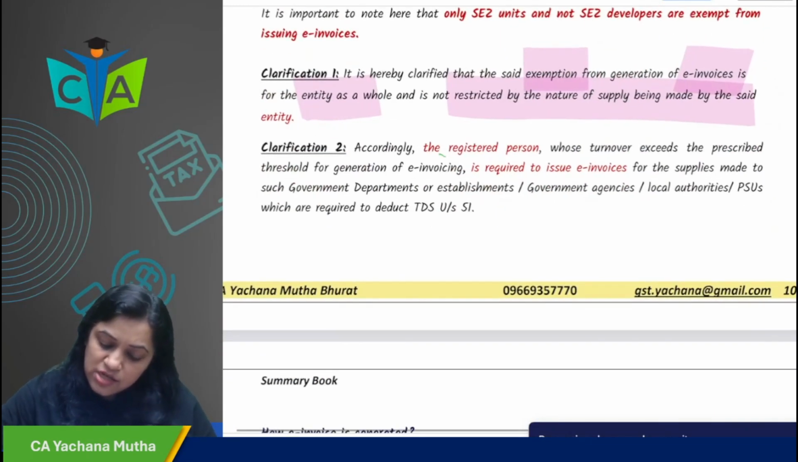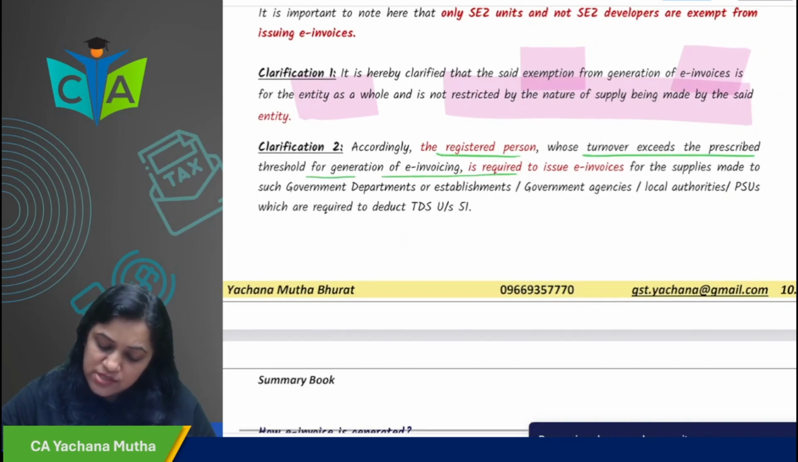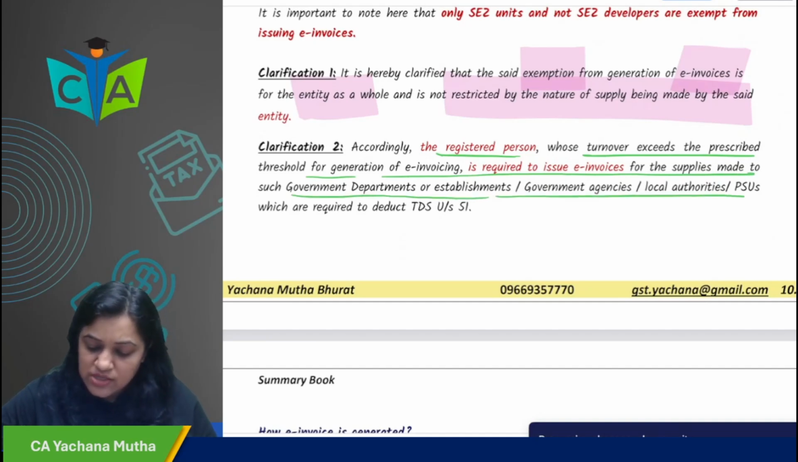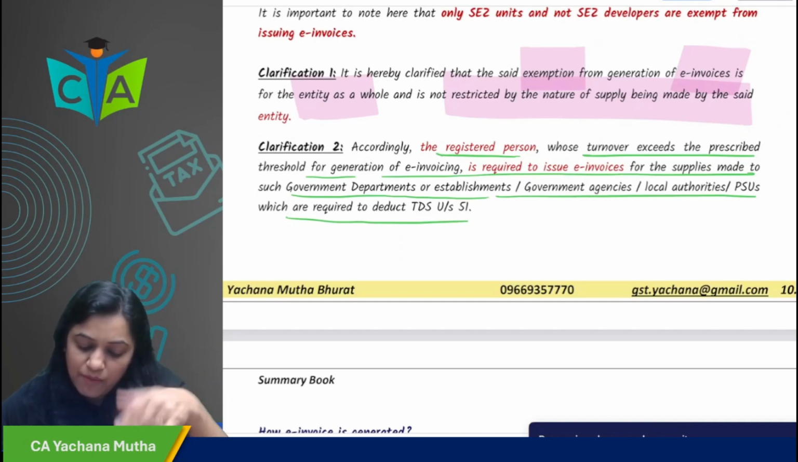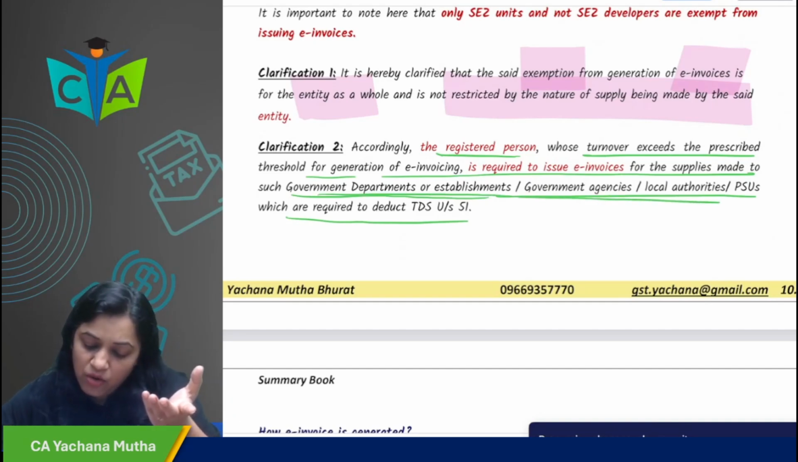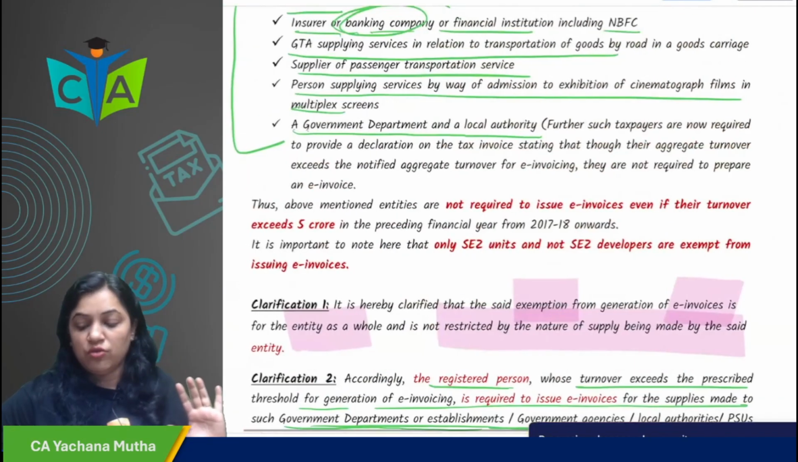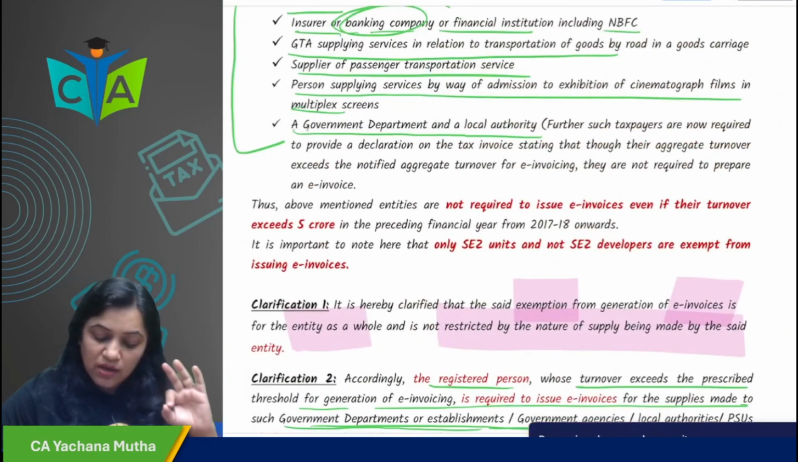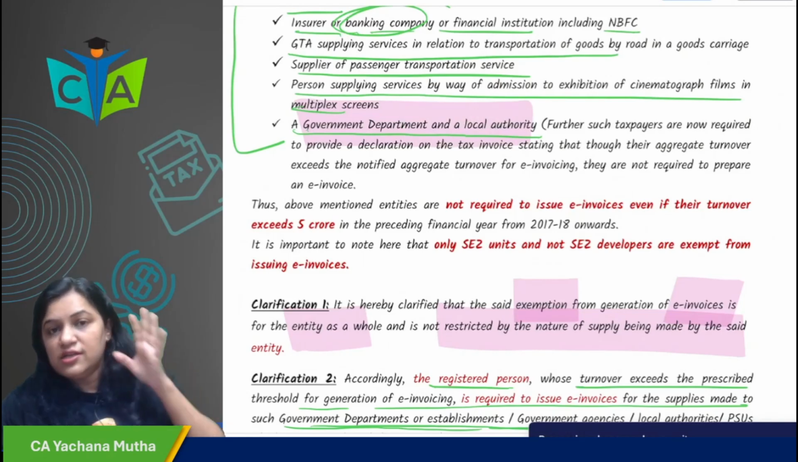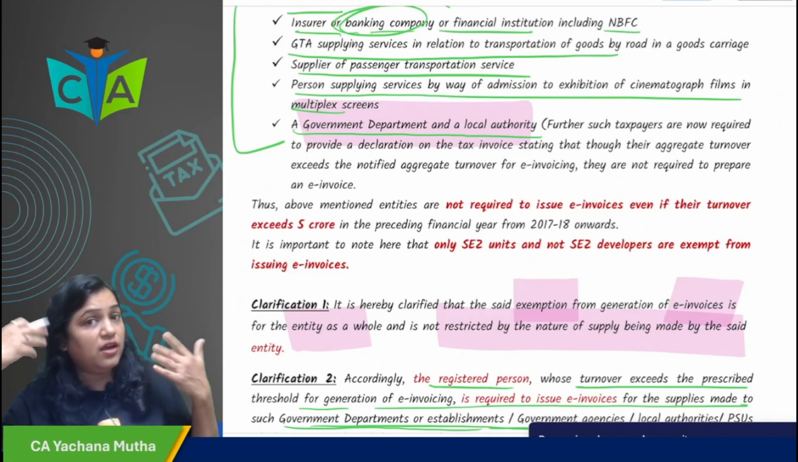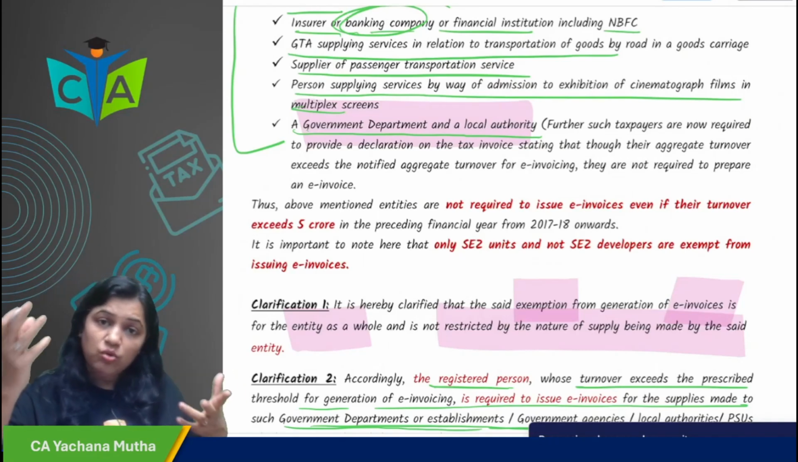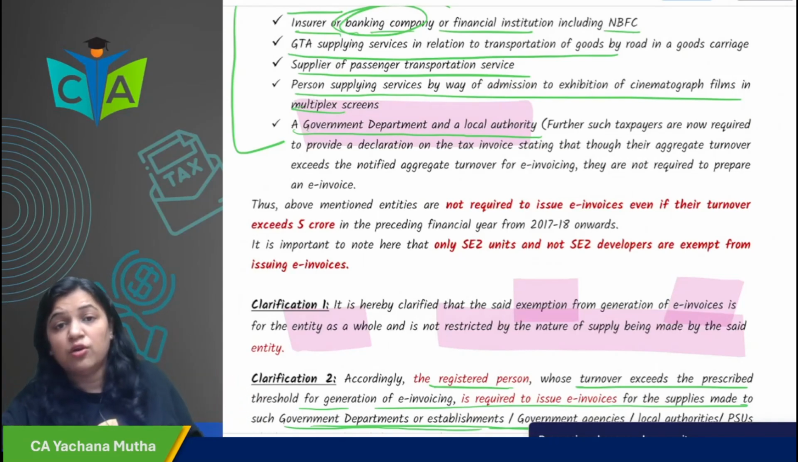Next, the registered person whose turnover exceeds the limit for generation of e-invoice is required to issue e-invoice for supply made to such government department, establishment, agencies and PSU who are required to deduct TCS. Now you are supplying to government departments and all. So in this case you are required to issue invoice. Who is exempt from e-invoicing? Government department, local authority is exempt. But if you are supplying to a government department, you are a notified person, your aggregate turnover is more than 5 crore, are you required to issue tax invoice? Yes, obviously you are required.